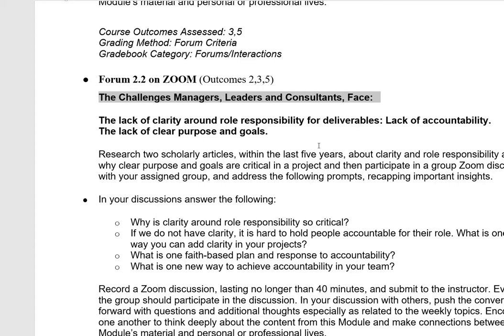And one of them in week 2 is the lack of clarity around role responsibility. What are we to be delivering? And the lack of accountability, because people don't know they're accountable for it. So deliverables just aren't getting done. And the lack of clear purpose and goals. So I think this will be a really informative week.